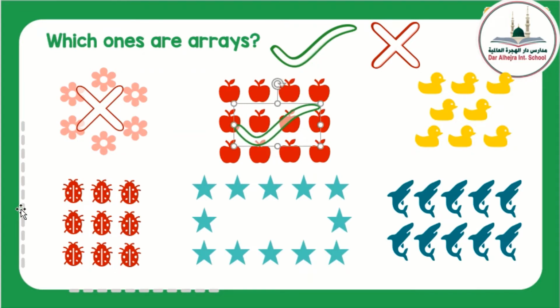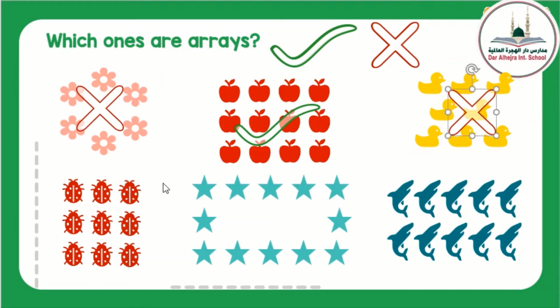Let's check the next picture. I can see the ducks are not arranged in a proper order, and even if I see by rows I can see 3 and 2 and 3, that means this is not an array. Let's check this picture. Yes, we have 3 in each row and we have 3 in each column. That means this is an array.